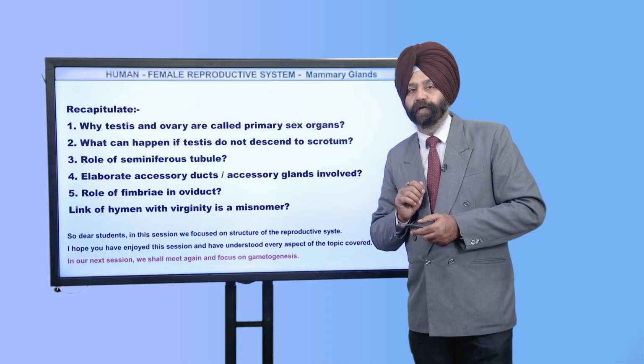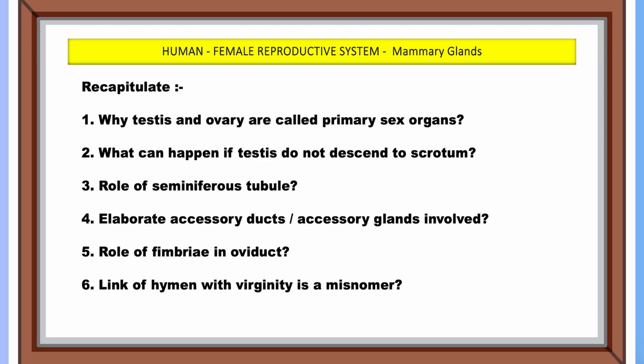Let us now recapitulate. Why are testes and ovary called primary sex organs? What can happen if testes do not descend into the scrotum? Question number 3. Role of seminiferous tubules. Question number 4. Elaborate the accessory ducts and accessory glands involved. Number 5. Role of fimbriae in the oviduct. Question number 6. What is the link of hymen with virginity?